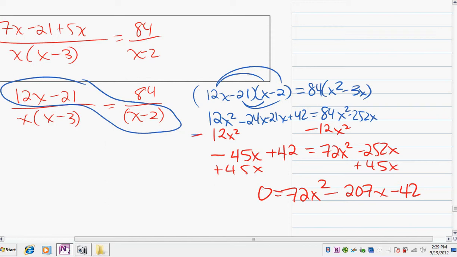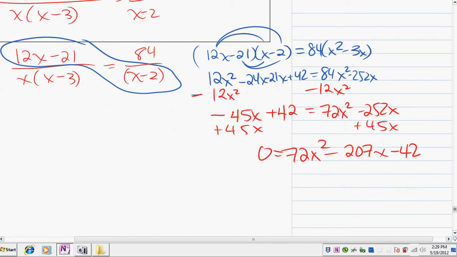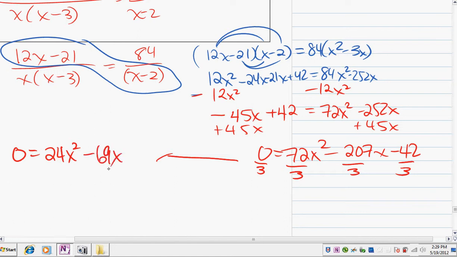And now this is a problem I can solve in a variety of ways. I could graph it, I could use the quadratic formula, I could try to factor, I could try to see if I could divide out any numbers. You might notice that 3 goes into all of this, so divide everything by 3, just to simplify your life. So I'll write that over here. So this is 0 equals 24x squared minus 69x minus 14.